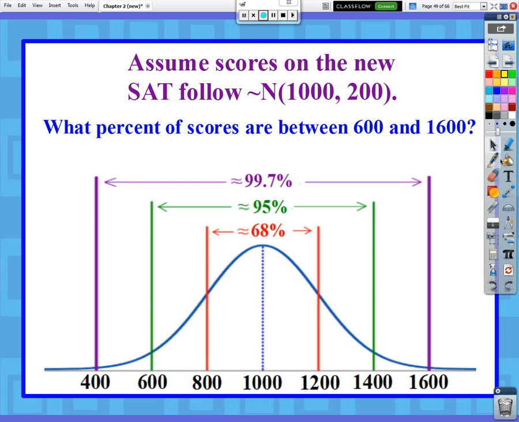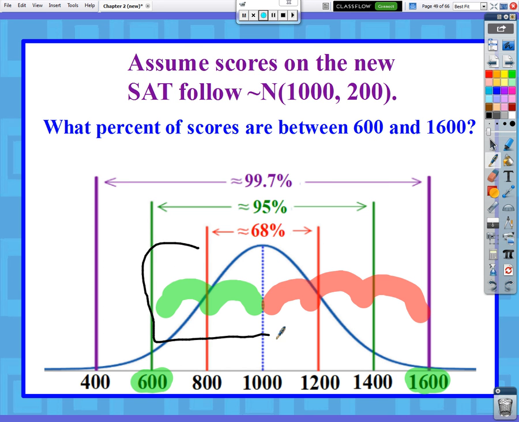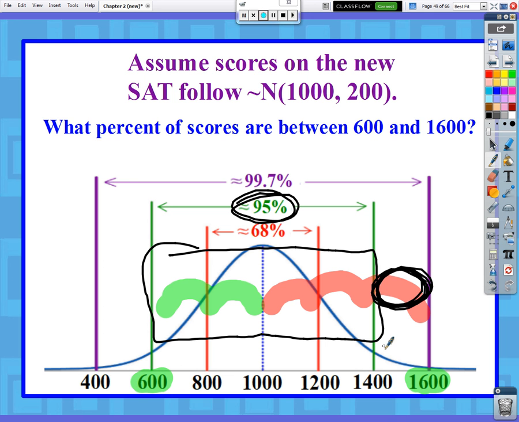All right, next problem. What about between 600 and 1600? So now if you notice, we're going 2 standard deviations below, and not 2 above, but 3 standard deviations above. Ooh, tricky. So there's quite a few different ways we could approach this problem. We know the answer is going to be at least 95%, because if we went from 600 up to 1400, there's 95%. Now, could we figure out how much additional is between 2 and 3 standard deviations? Sure. How could we do that?